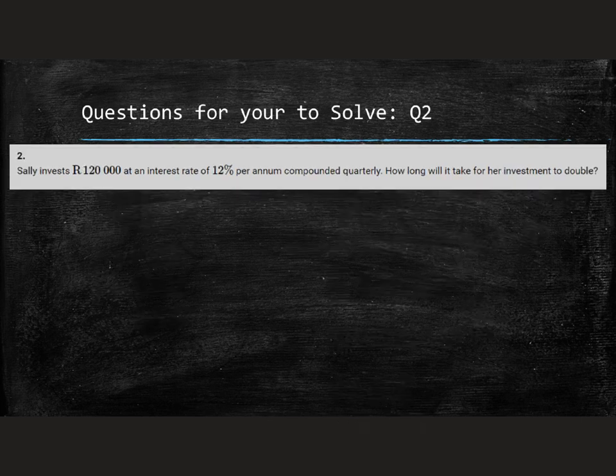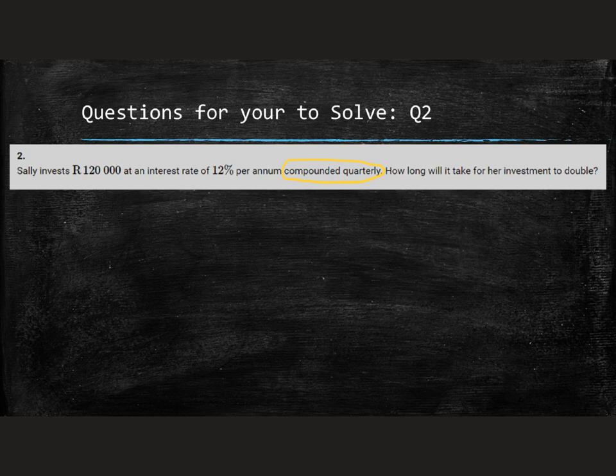Okay, question 2 for you to solve. Sally invests 120,000 Rand at an interest rate of 12% per annum, compounded quarterly. I think it's important that I highlight that, compounded quarterly. How long will it take for her investment to double? Give this question a try and watch me for the solution.